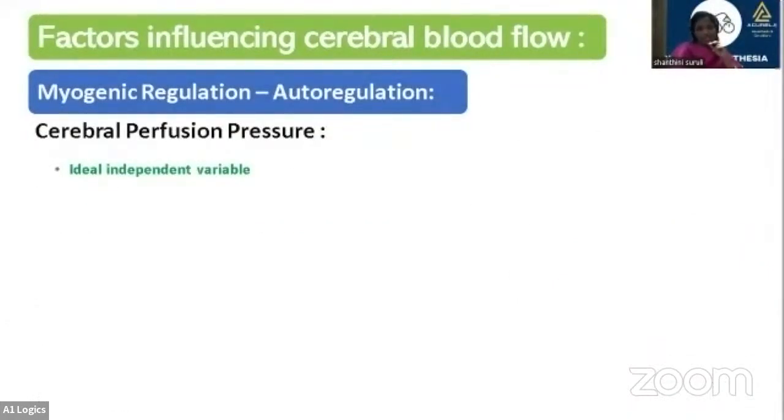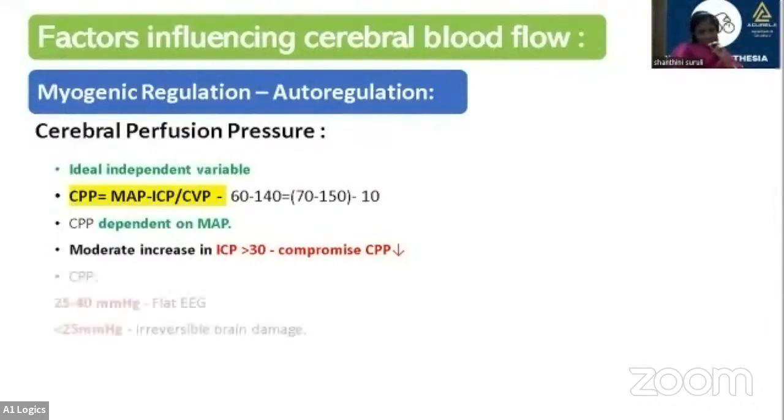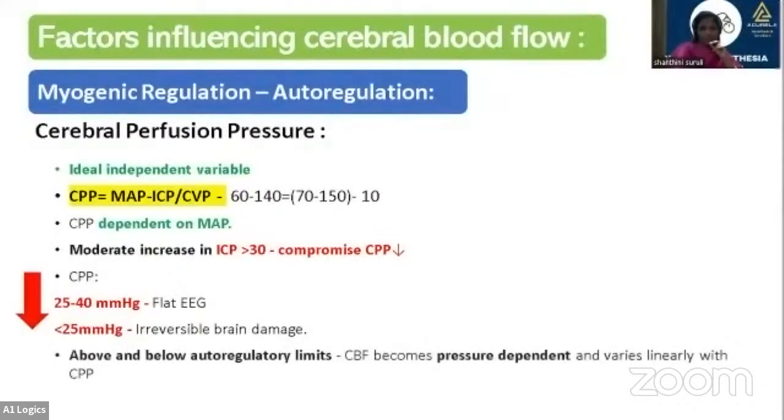Cerebral perfusion pressure is an ideal independent variable of autoregulation. It is measured by the difference between the mean arterial pressure and the intracranial pressure. The intracranial pressure normal value is 10 mmHg. Being of less value, CPP is dependent on MAP. A moderate increase in intracranial pressure over 30 compromises the cerebral perfusion pressure. When it is less than 25, it causes irreversible brain damage.